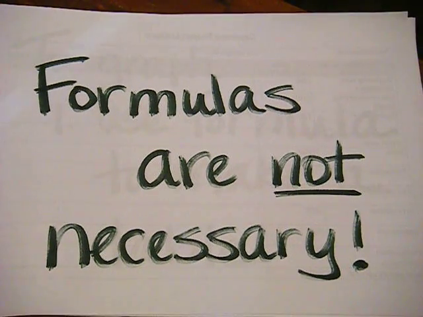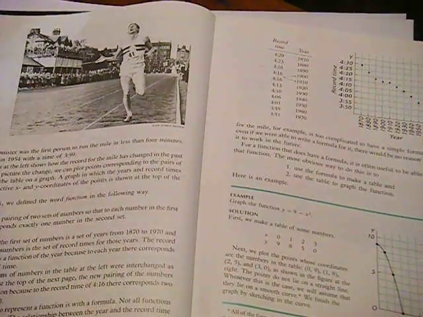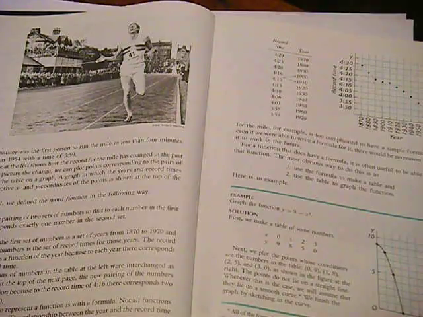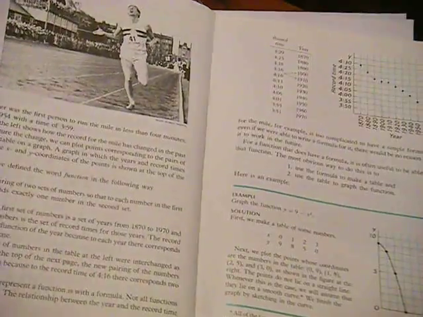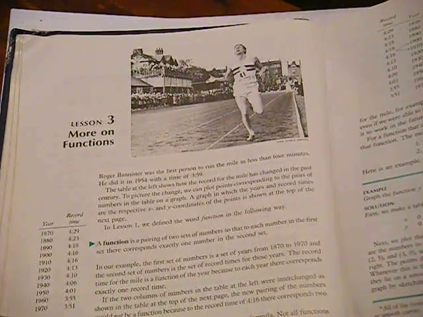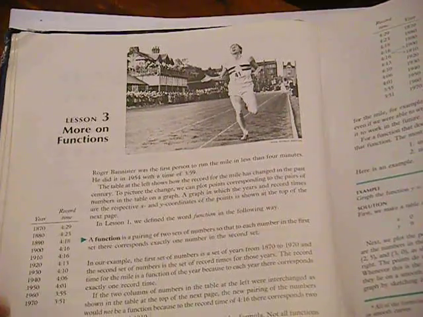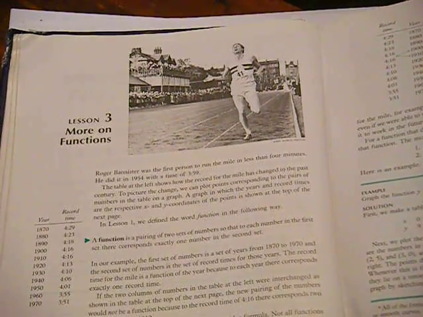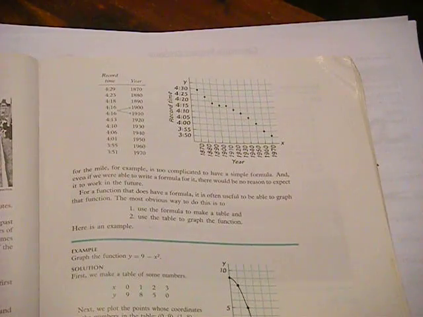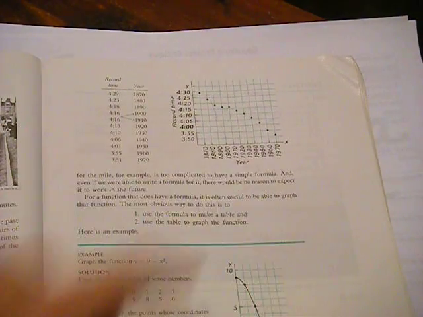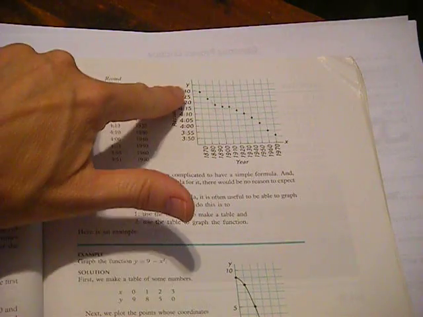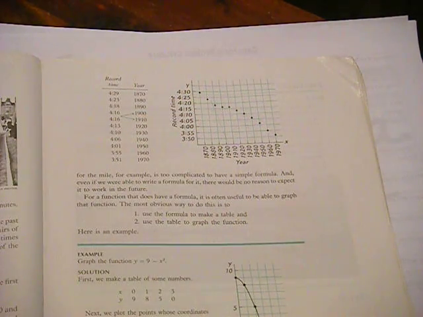Having said that, however, all the functions that we've dealt with so far have had a formula. And if you look in your book, you'll see this lovely runner, which is Roger Bannister, and he was running a mile in less than 4 minutes. And then on this side of the page, you see years ranging from 1870 to 1970, and then the record times for those years. And when those are plotted on a graph, they look like this, which represents a function, because there is only one y for every single x.